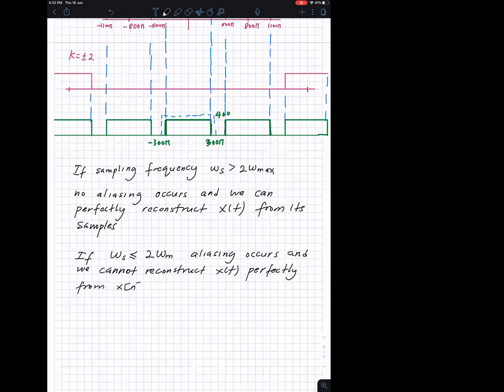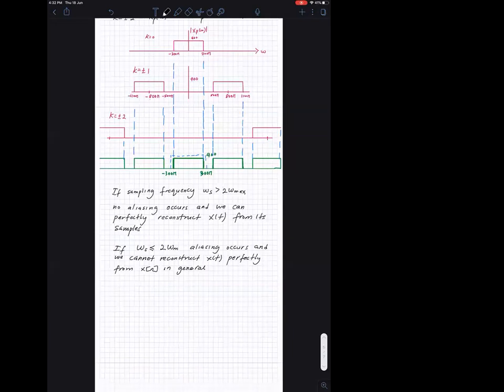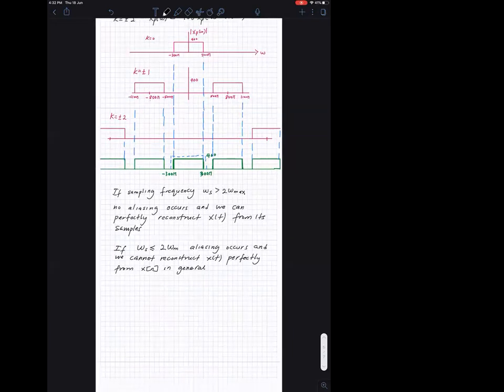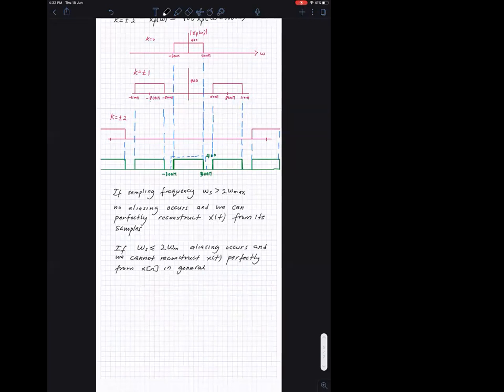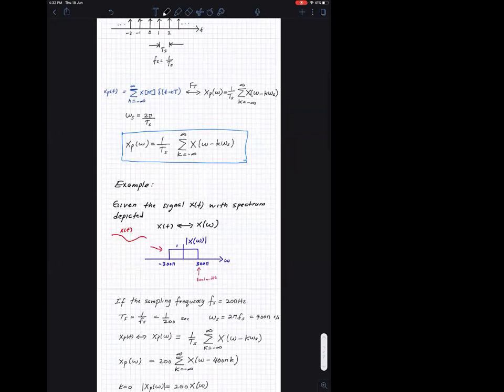From xn. xn is the sampled signal in general. Okay, and this is quite easy. In the exam, all you have to do is know this formula. If it comes out in the exam, all you have to know is this formula here, and then make sure you show your work in detail.